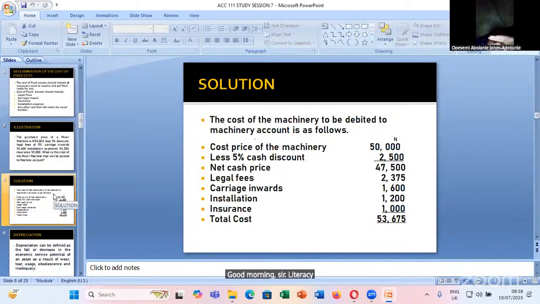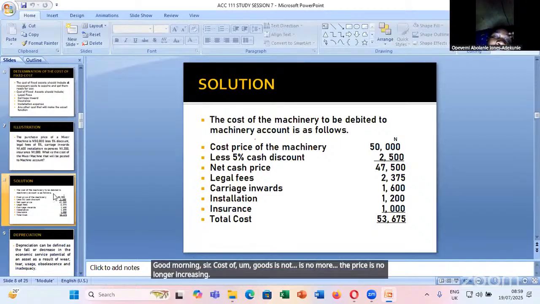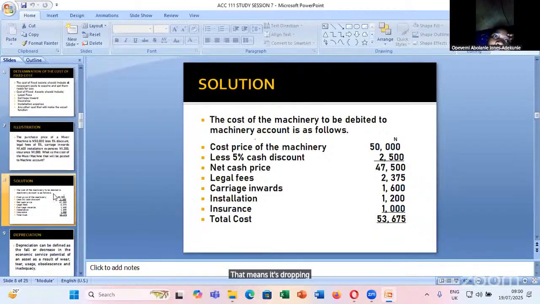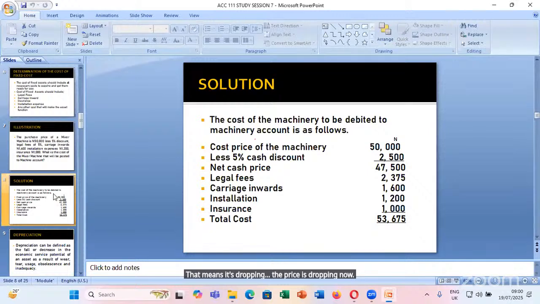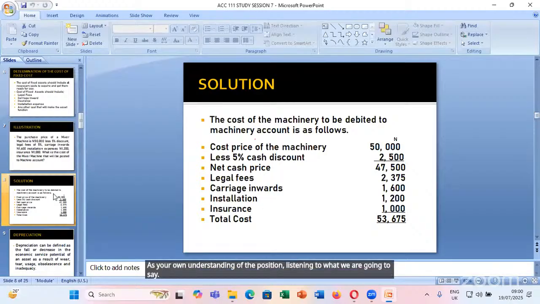Depreciation means when the cost of good is not more, the price is no longer increasing. That means it's dropping. The price is dropping down. That's your own understanding of depreciation. Listen to what we are going to say. You didn't get it. Any other person?